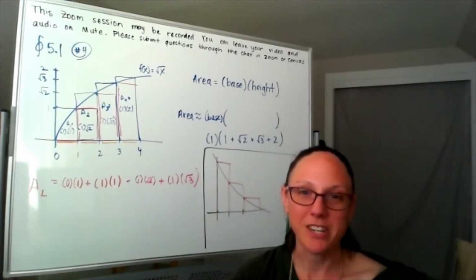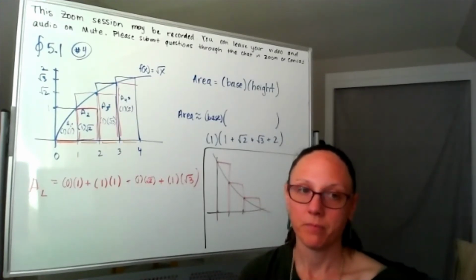Lynn, did you want to ask your question? Sorry. Yes. So if the graph curve is in the negative section, how would the overestimate, underestimate work?